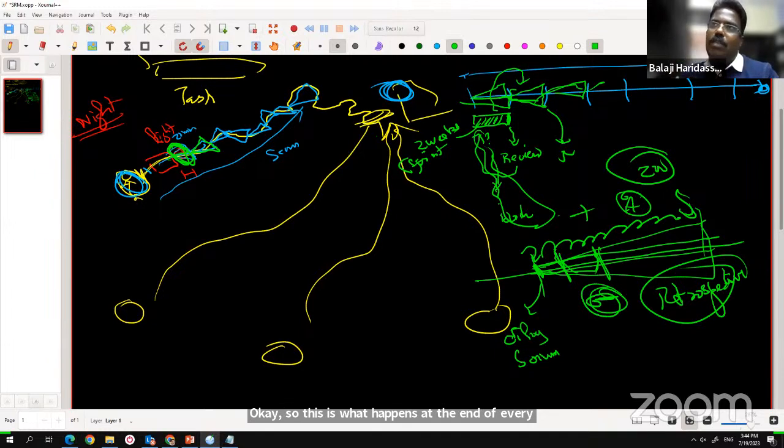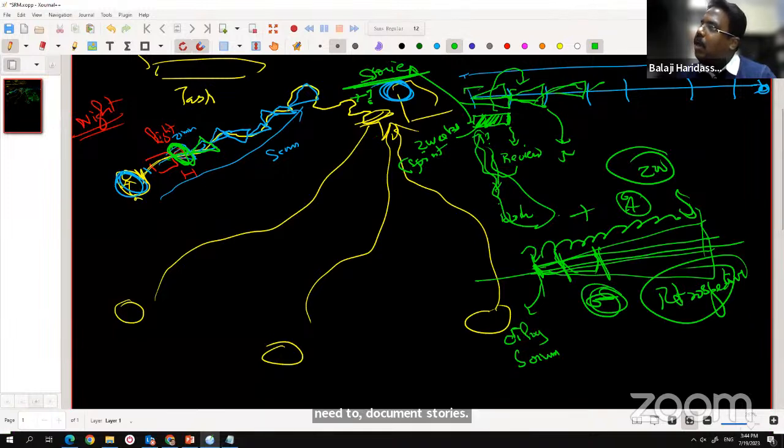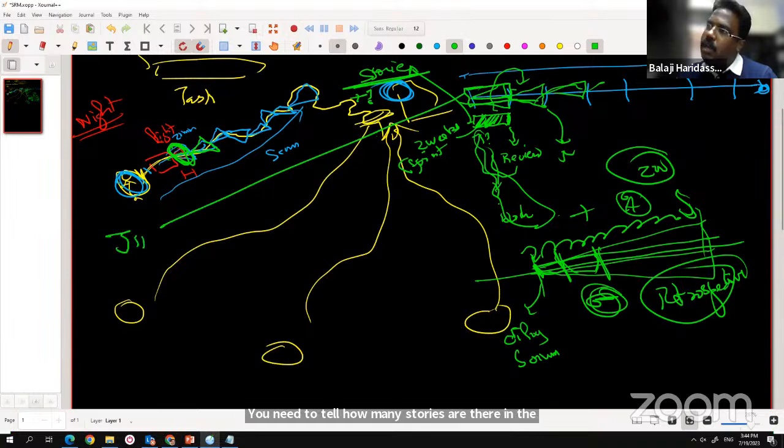And based on that understanding, we course correct, do the next one, course correct, do the next one. So where do you document all this? The tasks are called by a new name in Agile, it's called stories. So you need to document stories. You need to tell how much effort it is going to take. You need to tell how many stories are there in the first sprint. All these things are documented in Jira.